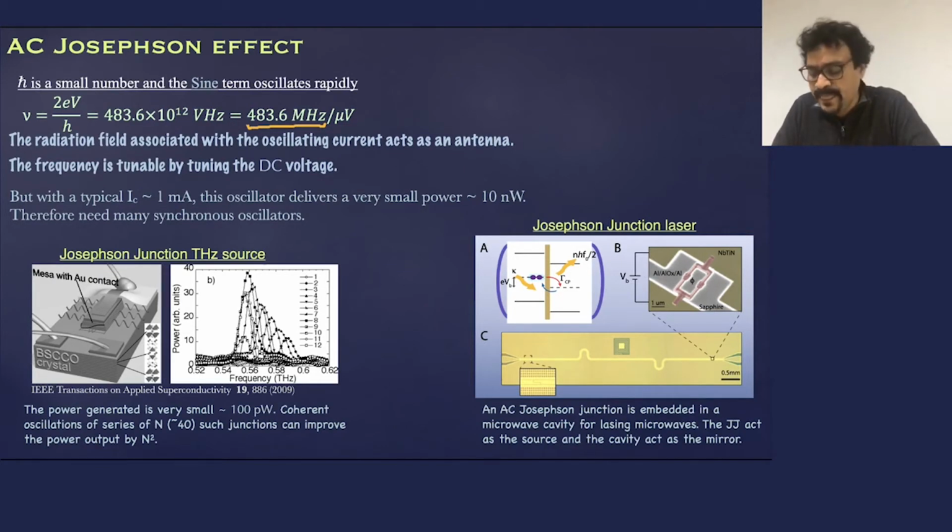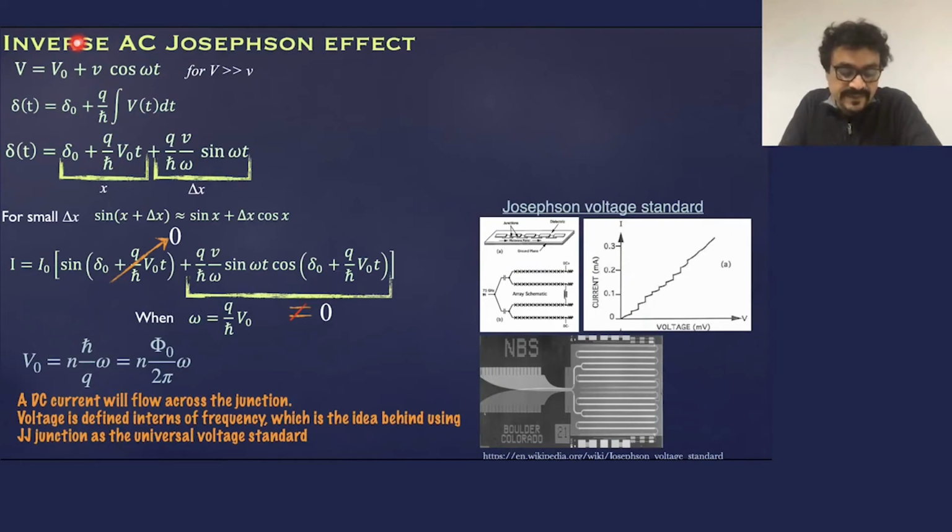And now let us move on to another effect which is related to this AC Josephson effect, that is the inverse AC Josephson effect. In this case, what we have is a Josephson junction under the action of a DC plus AC voltage. You have V0, that is your DC term, and this is your AC term.